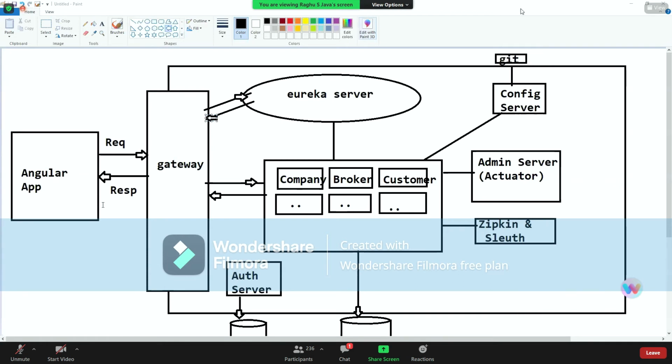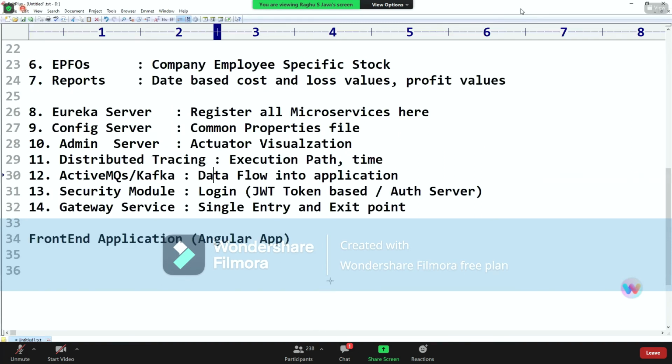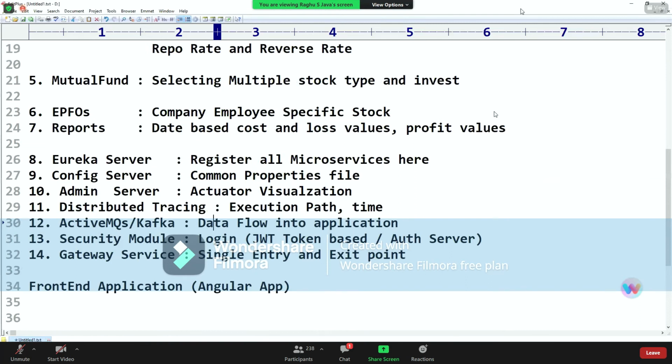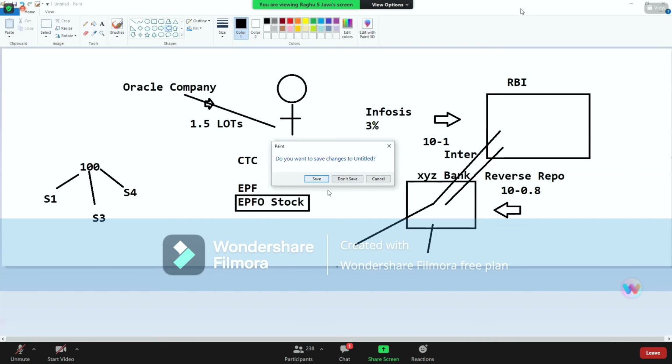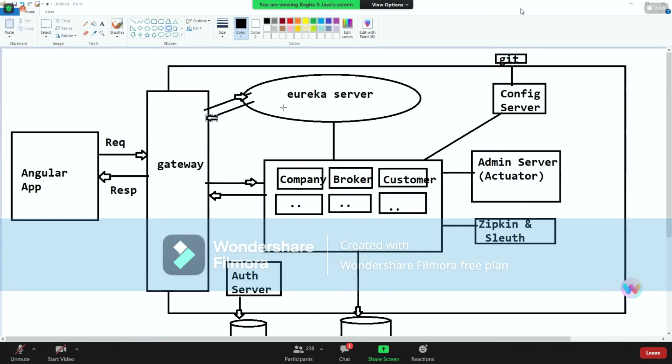Some components will be added inside the project, like Kafka. Some other module integrations come inside the project that I can't draw here. Kafka will come, something like a pipeline queue.